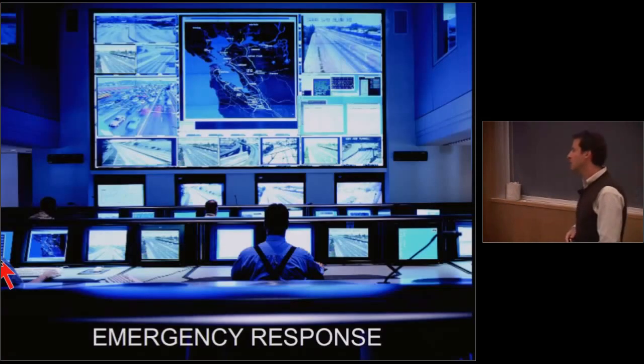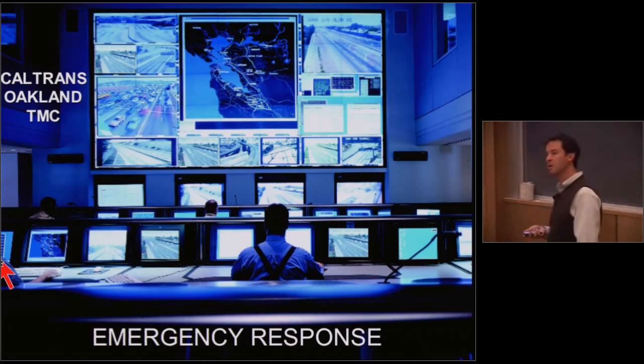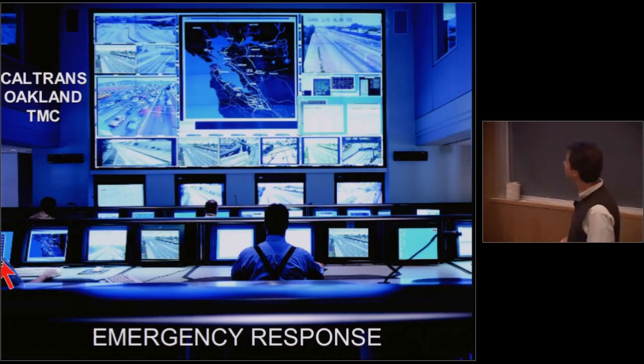Emergency response also, Caltrans, the California Department of Transportation. This is one of 12 TMCs, traffic management centers, where they're the nerve centers of very, very large freeway systems in California. At these sites, we're working with them to get the ShakeMap information into their hands as quickly as possible so they can use that for decision making, opening and closing freeways and sending response teams.